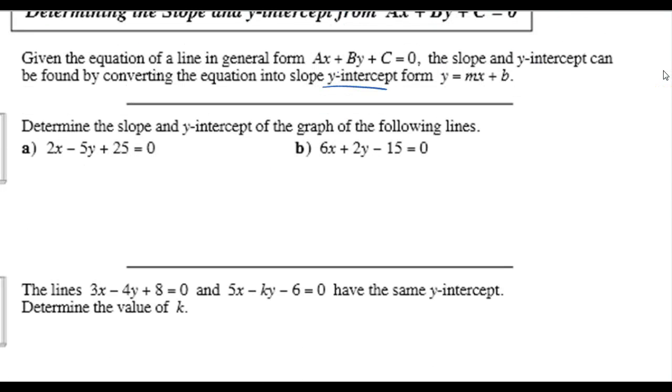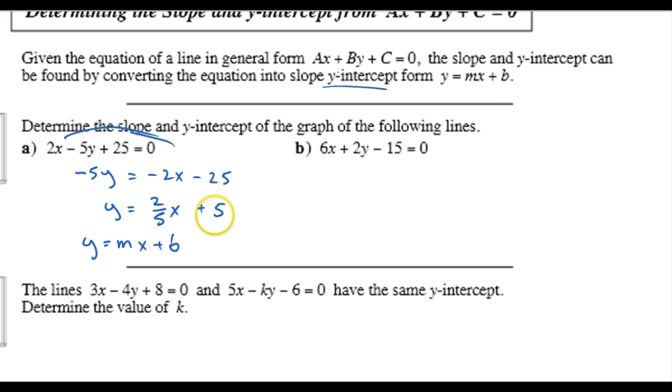Okay, so again, I first have to rearrange this back to y-intercept form. And remember, y-intercept form should look like y equals mx plus b. So I'm going to get everything on one side and y on the other side. So let's just go ahead and do that first. So I have negative 5y here equals negative 2x minus 25. I just got those over there. All right, now I'm going to divide everything by negative 5, and it's going to be y equals 2 over 5x plus 5. And that's it.